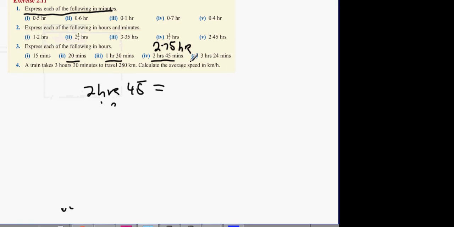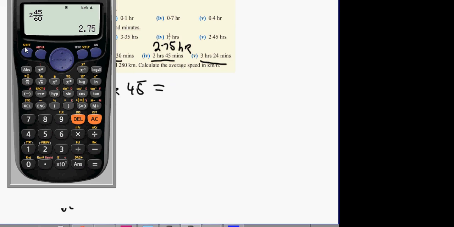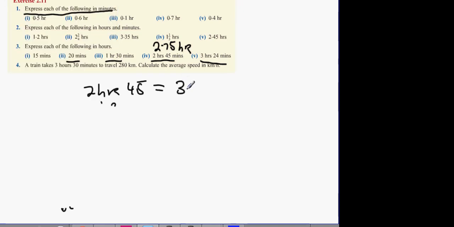Look at another one, okay? 3 hours 24 minutes. So what you do is you press this button here, and you do 3 hours, 24 minutes out of 60. Once you press it, if you're representing this in decimal mode, it's 3.4 hours. It doesn't mean 3 hours 4 minutes or 3 hours 40 minutes. It just means 3.4 hours. Now, when you're doing calculations, you're often going to have to convert it to decimals.